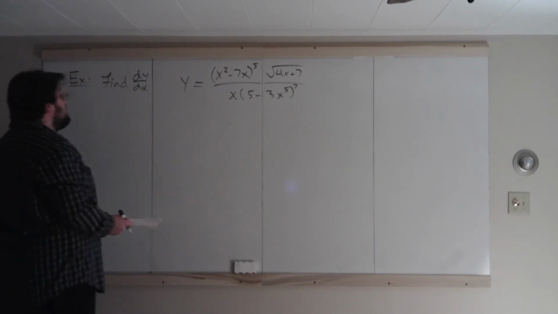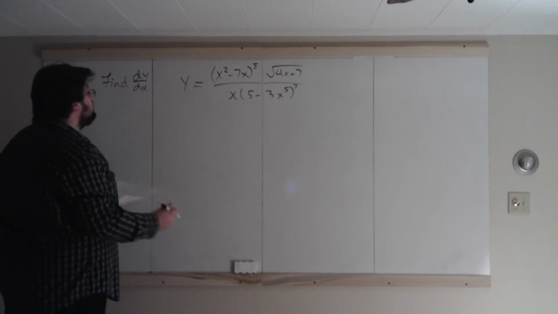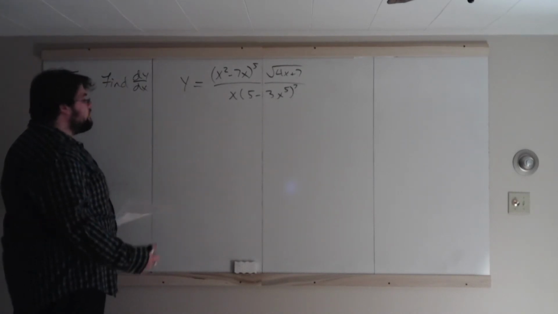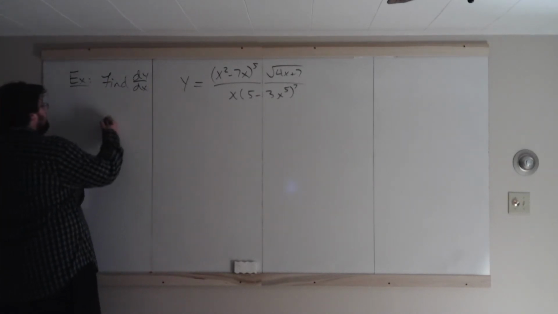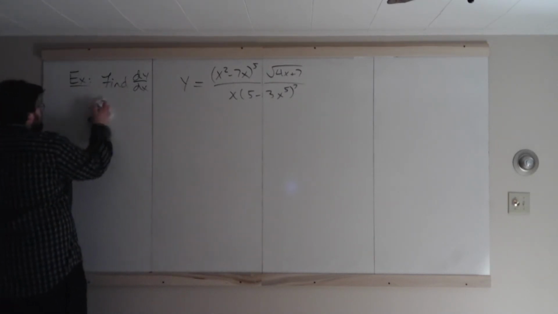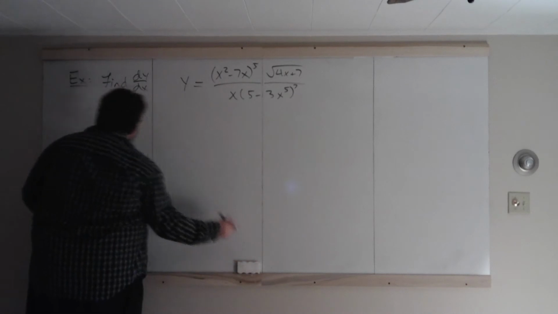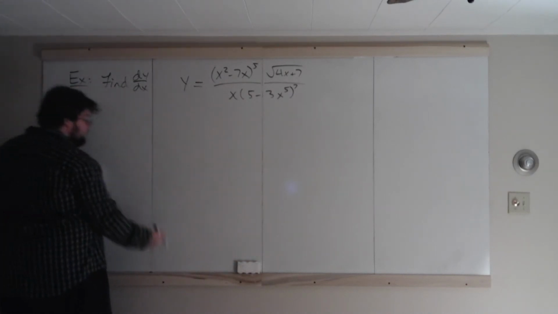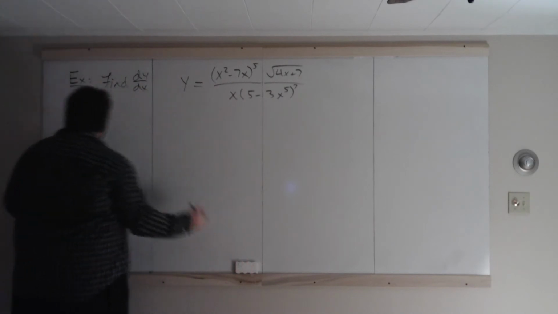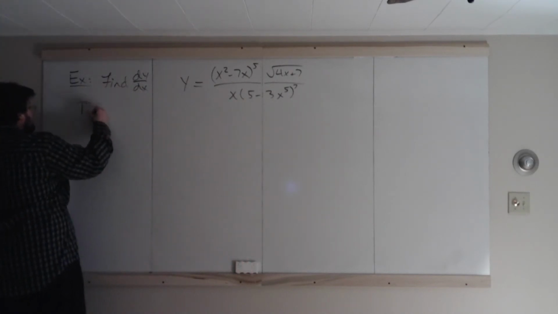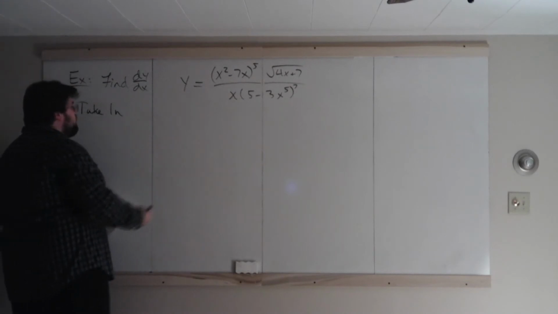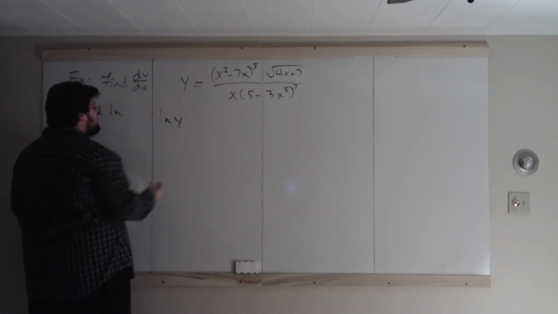We're going to use a logarithm, however. And what we're going to do is take a logarithm on both sides and then differentiate implicitly. So first, take a log of both sides. And what do we get? Well, on the left, we get log of y.